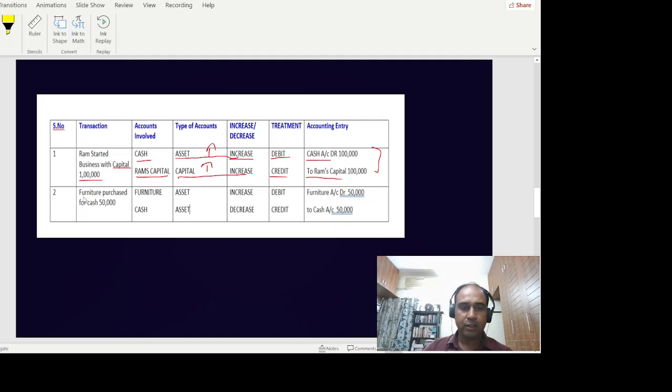Entry number 2, furniture purchased for cash. Two accounts are involved: one is furniture, another is cash. When I purchase furniture, my asset will increase. When an asset increases, I have to debit it. Cash is also an asset. When an asset is decreasing, I have to credit. So of the two accounts involved, the furniture account is increasing, so I have to debit it. The cash account is decreasing, so I have to credit it. Entry number 2. Clear, guys?